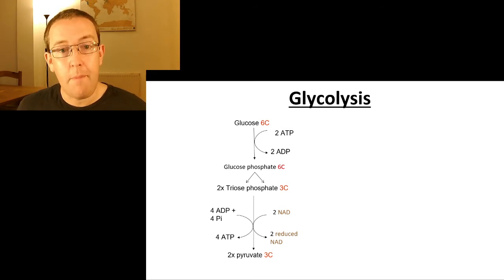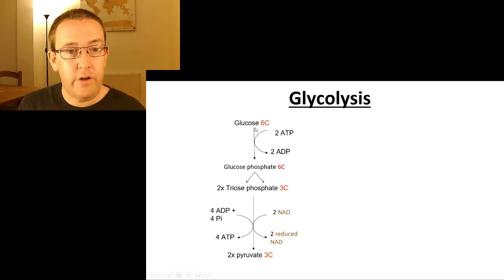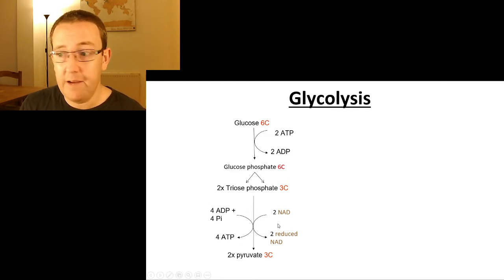Okay, so if you remember, these were the reactions that we learned in the glycolysis video. The glucose gets phosphorylated to glucose phosphate and then splits into two triose phosphates, and it's those two triose phosphates that are turning into the pyruvates. Okay, and that reaction there is what generates our ATP. So that bit there is really key.